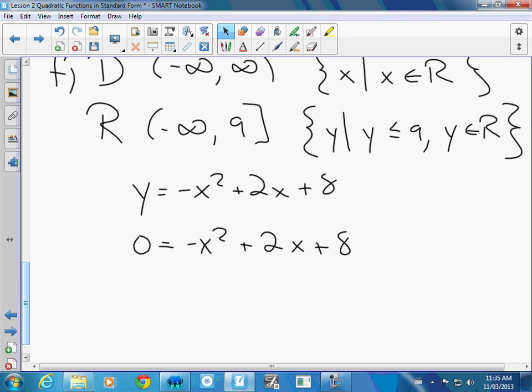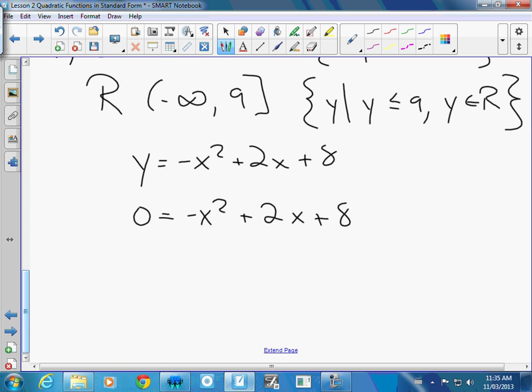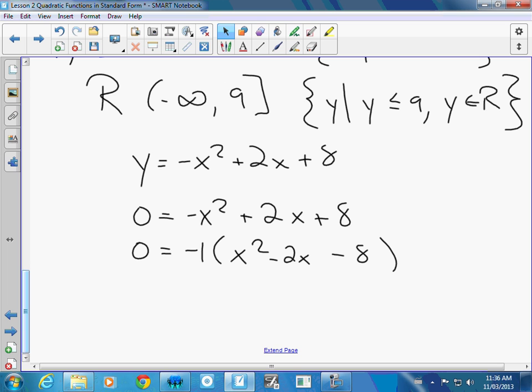Okay, let's try that. Like I said, don't stress if you don't get this because we're going to do a whole big lesson on this one. So 0 equals negative 1 times. Now let's do this. Negative x squared divided by negative 1 is just x squared. Positive 2x divided by negative 1 is minus 2x. Positive 8 divided by negative 1 is minus 8. So we basically took out a negative number.